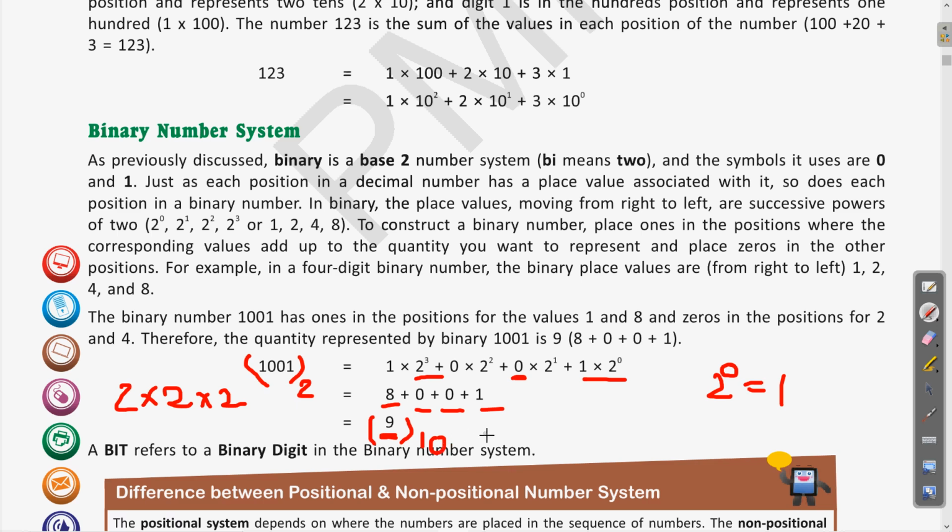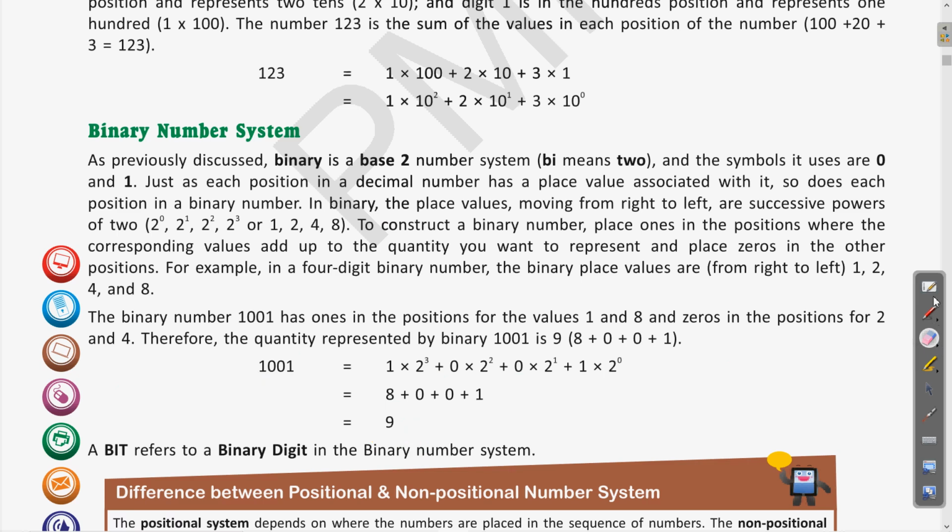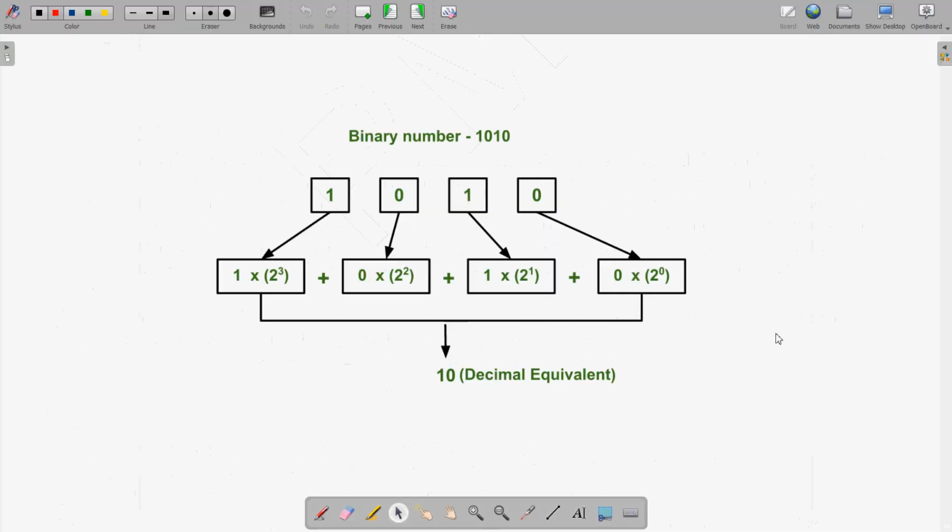Do you want one more example? Okay, let us take one more example. Erase this first. Now, coming to one more example, here we have taken the number 1010. What we are going to do is convert this into a decimal number. Here you can see 1010, all of these digits.